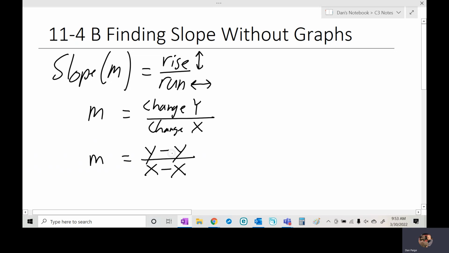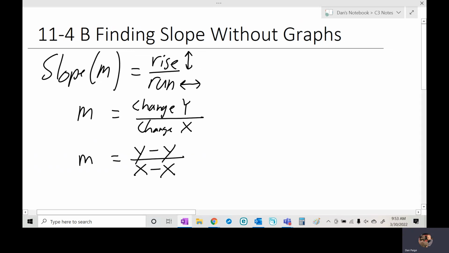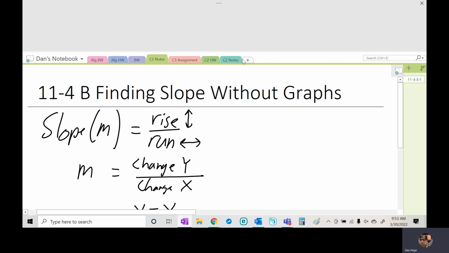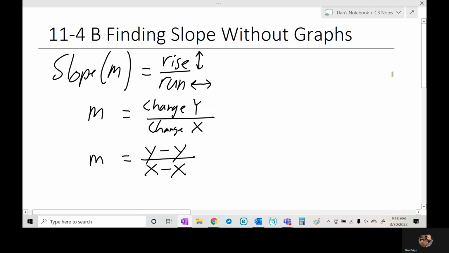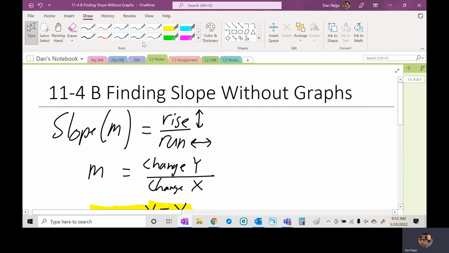And let me explain this a little bit more now. This is the formula we're going to use today. The slope is the y minus the y over the x minus the x. This is what we're going to be working on today. And so I'll explain more of this now.